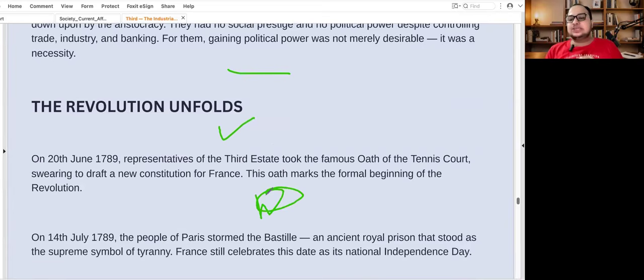collected and gathered themselves in a tennis court. And they swear to draft a new constitution for France, a constitution where everybody will be equal. And this began the revolution. On the 14th July 1789, the people of Paris stormed the Bastille, which was a kind of a royal prison that stood till now as the supreme symbol of tyranny. France still celebrates the 14th July 1789 as an Independence Day.